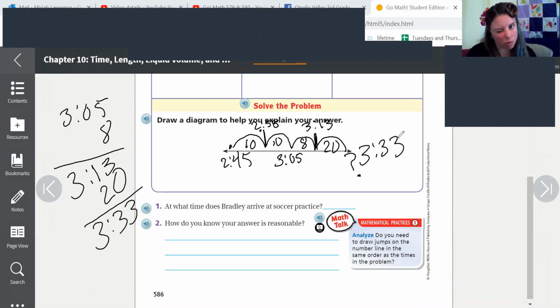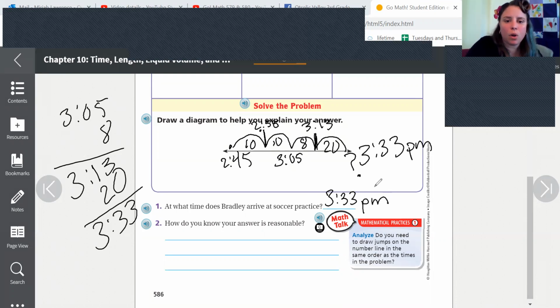And then the morning or the afternoon. If he's getting picked up from school, it's probably in the afternoon, right? PM. So at what time does Bradley arrive at soccer practice? 3:33 PM. How do you know your answer is reasonable? Does that sound reasonable? Yeah, I mean, we get out just around 2:45, so that would make sense, yes.